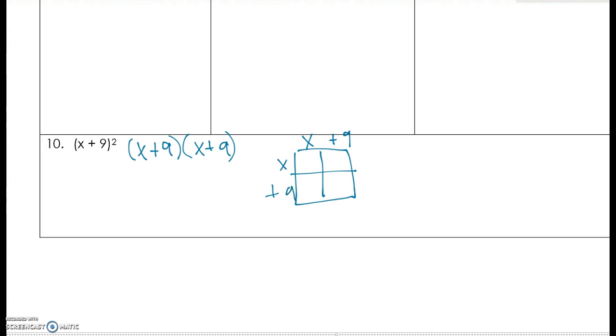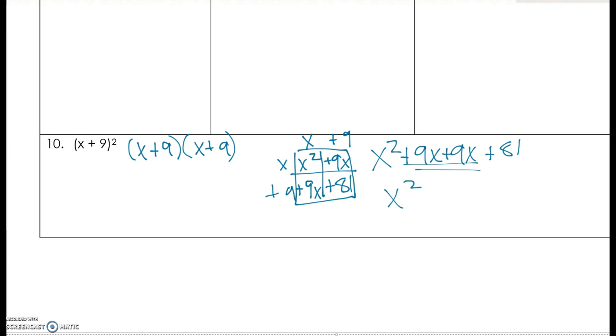X times x is x squared. X times 9 is a plus 9x. 9 times x is also a plus 9x. And then 9 times 9 is an 81. Now remember, again, here you are multiplying. So we're not adding 9 and 9. We are multiplying 9 and 9. Okay? From here, combining like terms, we would have x squared plus 9x plus 9x plus 81. And those two terms combine to equal an 18x.